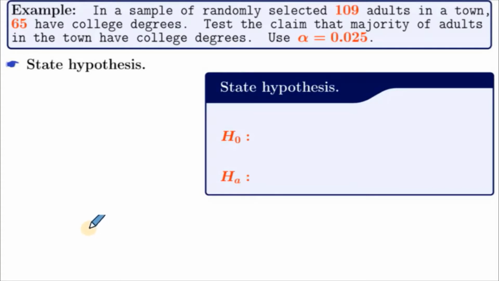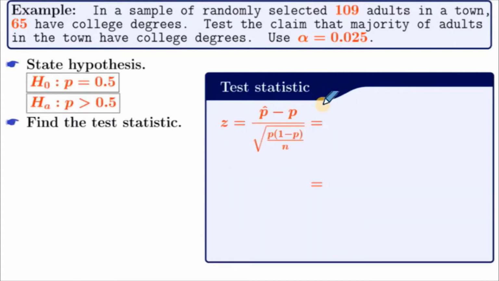Here, the claim is that the majority of adults in the town have college degrees. By majority, we mean proportion of greater than 0.5, so that will be our alternate hypothesis. That means P greater than 0.5. So this is our alternate hypothesis. And our null hypothesis is P equals to 0.5. Here we will find test statistic using this formula.